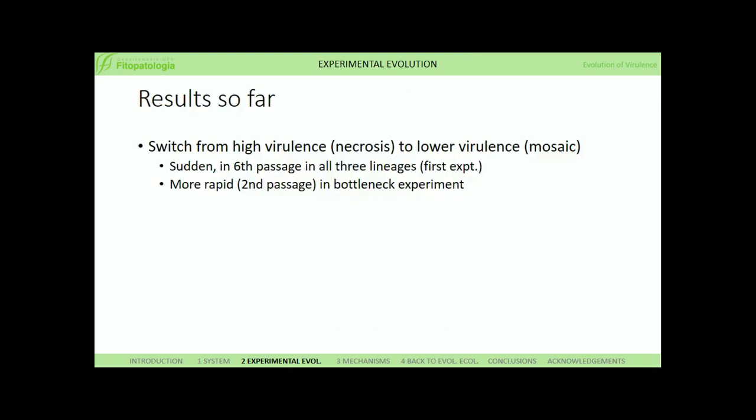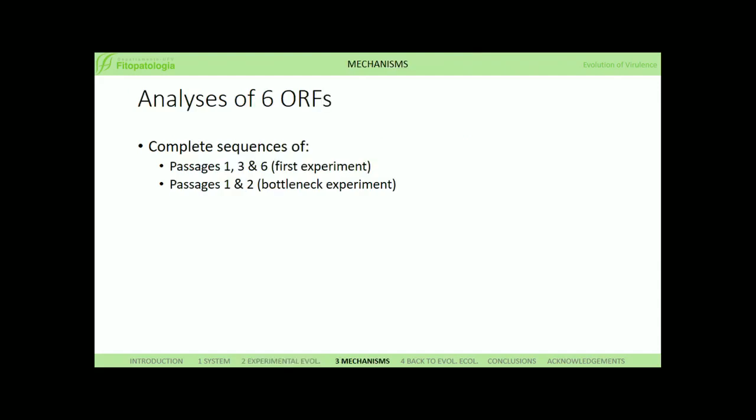So what we have is this switch from high virulence, which is necrosis, to this low virulence, which is mosaic. And it seems to be a switch more than a gradual change. Sudden in the sixth passage or in the second experiment. So then come the mechanisms.